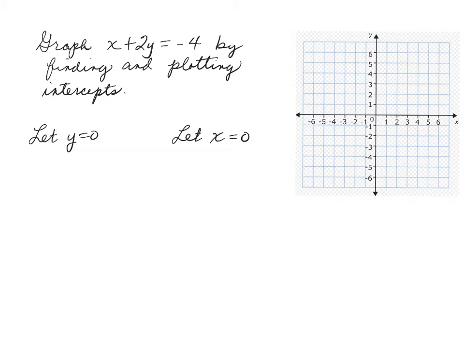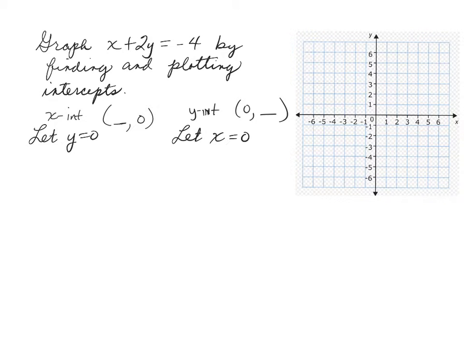Okay, we're going to graph x plus 2y equals -4 by finding and plotting intercepts. So to find the x-intercept, remember, we let y equal 0 because our point will have a y value of 0. The y-intercept will have an x value of 0.